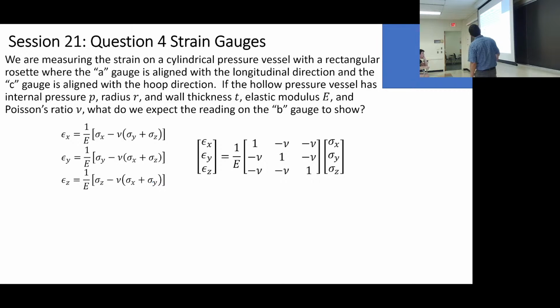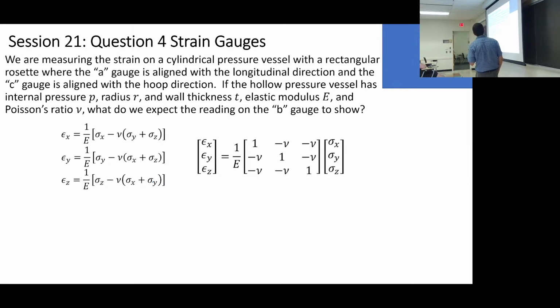So here you go. A question that says we are measuring the strain on a cylindrical pressure vessel with a rectangular rosette, where the A gauge is aligned with the longitudinal direction and the C gauge is aligned with the hoop direction. If the hollow pressure vessel has internal pressure P, radius R, wall thickness T, elastic modulus E, and Poisson's ratio nu, what do we expect the B gauge reading to show? The opportunity is to use what we just discussed, plus these relationships from the past, to figure out what strain gauge B is experiencing.